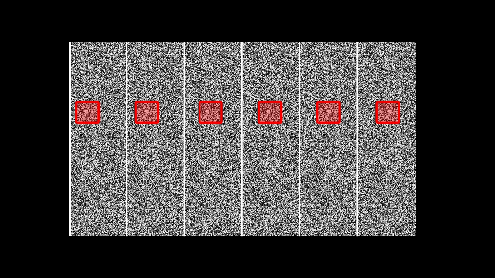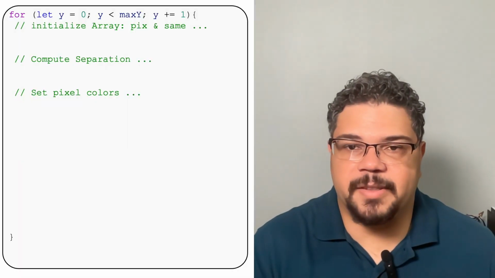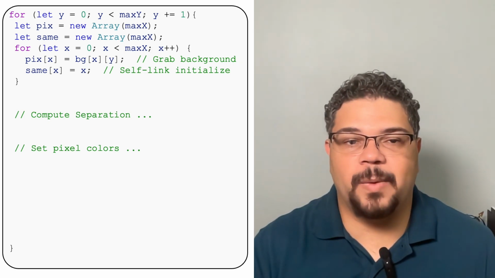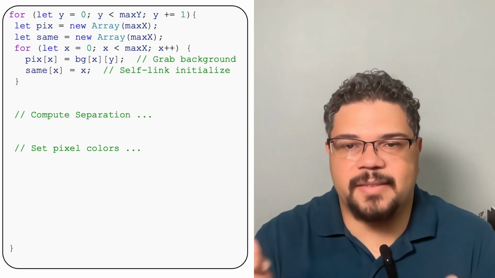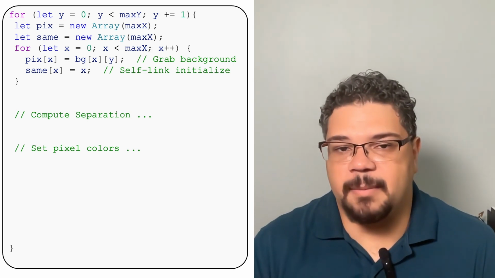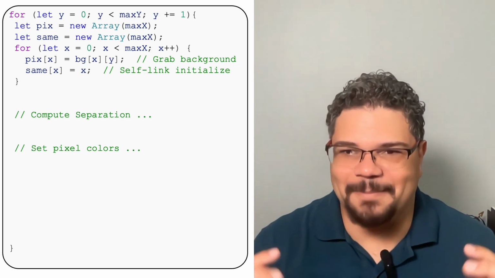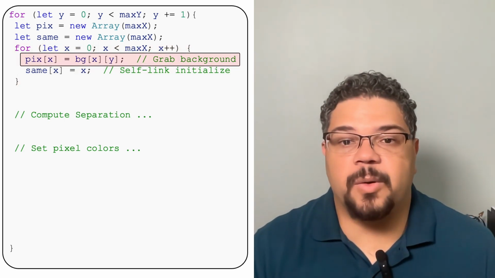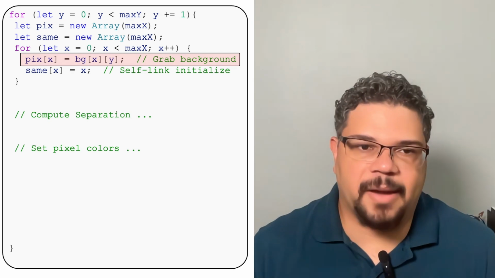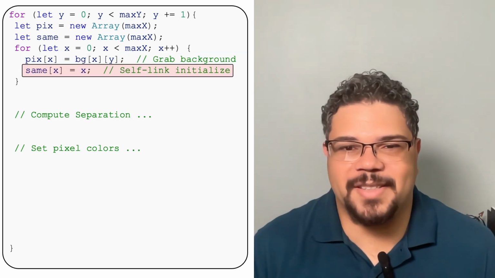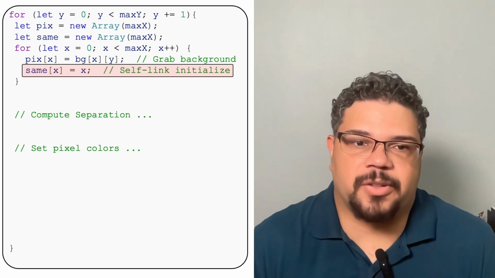Let's check out the code I used. We have 3 basic steps. First, I initialize 2 arrays, one to keep track of what color each pixel is, and the second to track which other pixel is at the distance away that matches the target disparity. These 2 pixels need to have the same color, so I call this array same. The pixel color vector is initialized to whatever color was in the corresponding position of our random background image, and the same array is initialized with each pixel being the same as itself, basically no constraint.